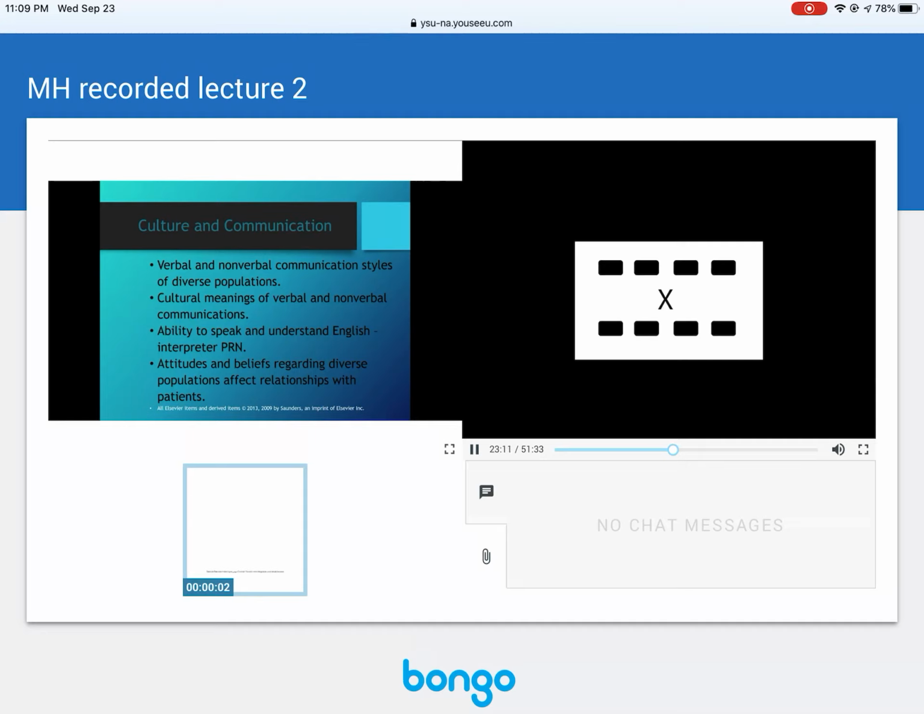So the difference in communication styles in diverse populations can be kind of daunting sometimes. That's where it helps to have the link with the interpreters. Again, cultural meanings of verbal and nonverbal communication, the ability of the interpreter to speak and understand English as well. So you need to get somebody who is quite proficient in the language. And then again, attitudes and beliefs. Be real careful about any negative beliefs or reactions.